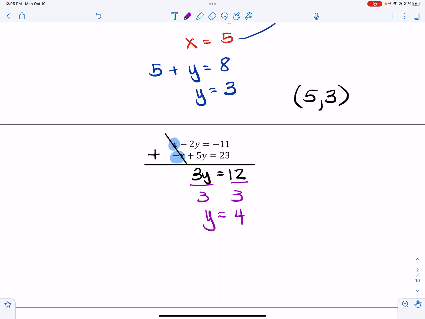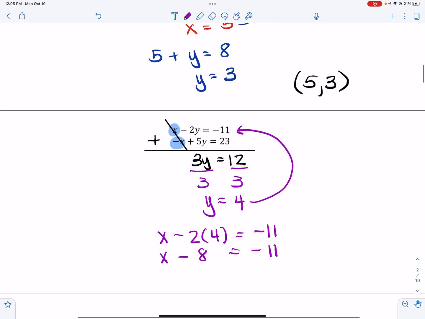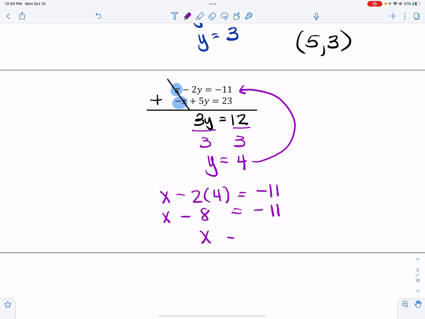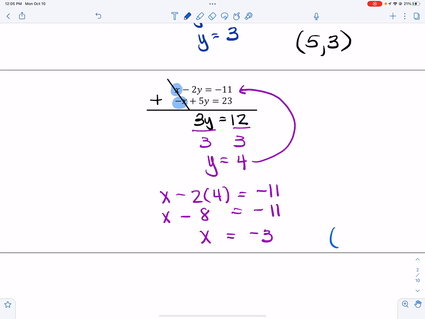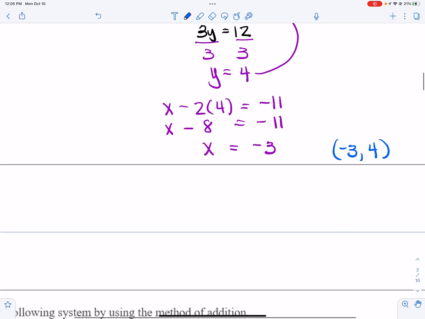And again, I can plug it into either one. This time I'm going to go in the top equation. x minus 2 times y is equal to negative 11. And so x minus 8 is equal to negative 11, which says x is negative 3. And so I write my solution as an ordered pair, negative 3, 4.